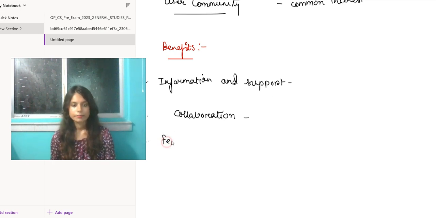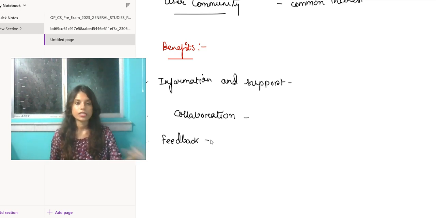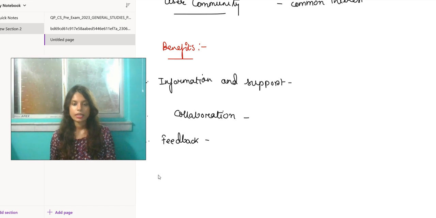Thirdly, feedback. Now, user communities can provide valuable feedback to product developers and to the service providers, and this feedback is very helpful in improving the product or the service and also to make it more user friendly, because through feedbacks only we can understand what changes we need to make in the products and services that we have prepared before.